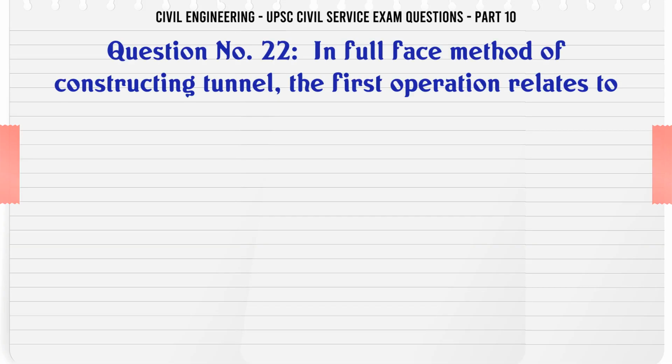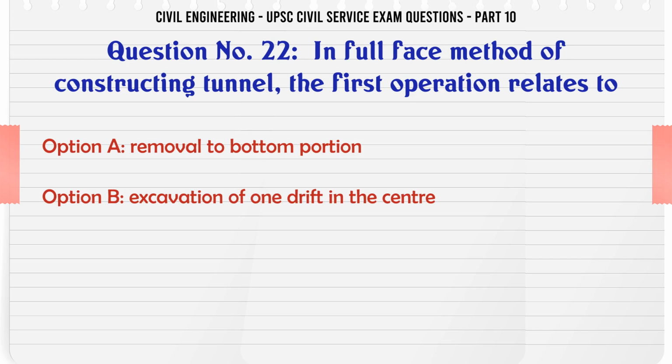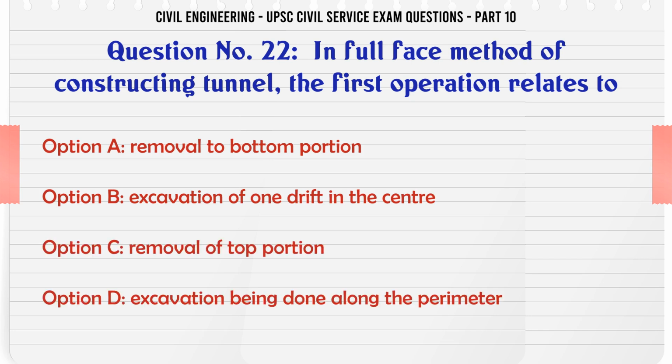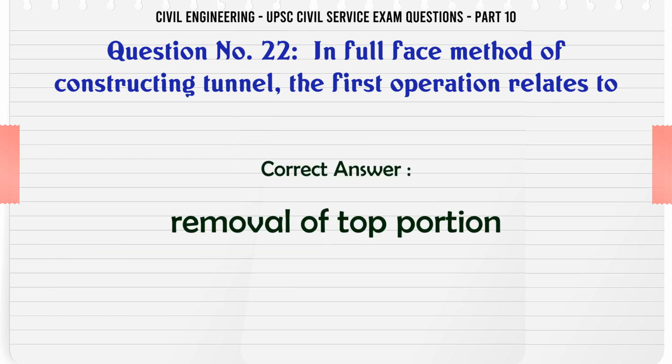In full face method of constructing tunnel, the first operation relates to: A. Removal of bottom portion, B. Excavation of one drift in the center, C. Removal of top portion, D. Excavation being done along the perimeter. The correct answer is removal of top portion.